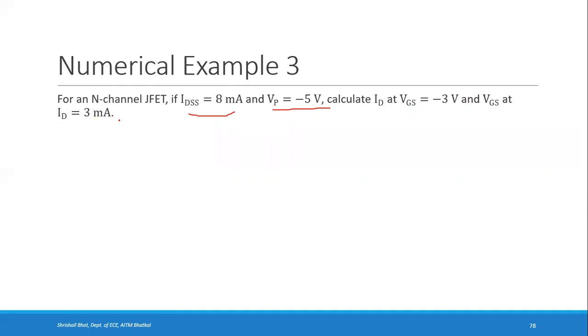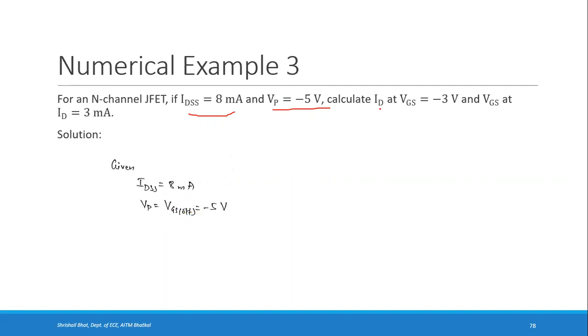So how to find this? You are given IDSS and VP. VP is nothing but the VGS off. First, we'll write the given things. IDSS is 8 milliamps. Then VP is equal to VGS off, that's the same. That is equal to -5 volts.